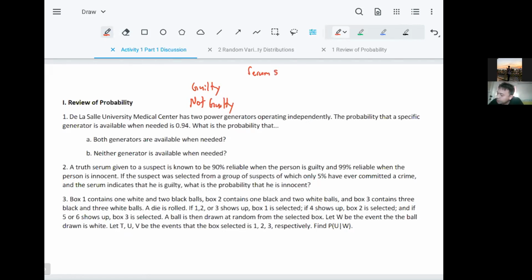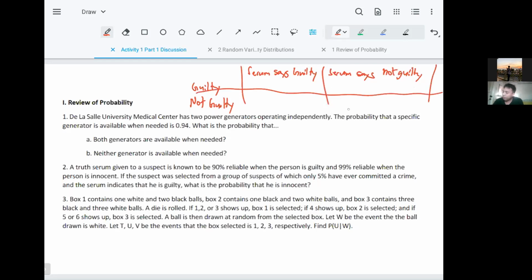Serum says guilty. Ganun na lang natin i-phrase. Pag tinurukan ka ng serum, sabihin mo guilty ka. Serum says not guilty. So, ganyan. So, we have 4 scenarios in total. Pwede natin cross-tabulate, ganyan, di ba? We have 4 scenarios in total.